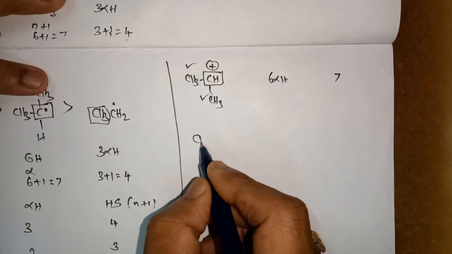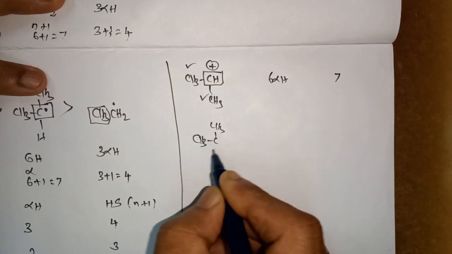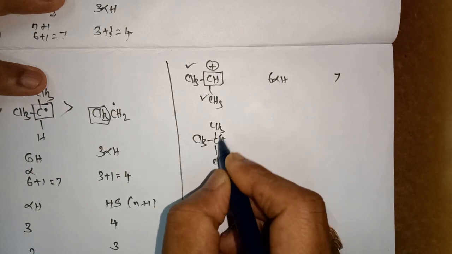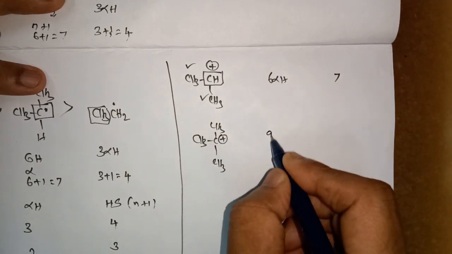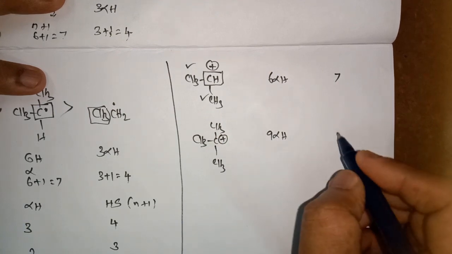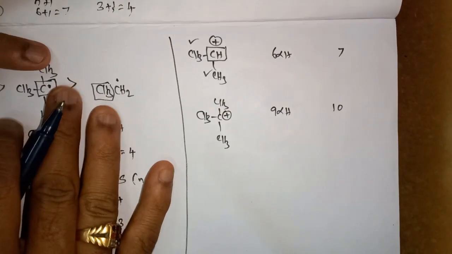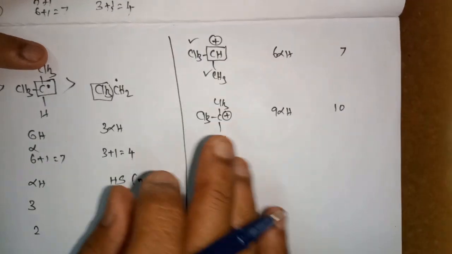Then I take tertiary butyl: CH3, single bond CH3, it has the plus here. How many? 3, 3, 3, 6, 3, 9. 9 alpha hydrogens. How many structures? N plus 1, as I told you, it is 10. So 10 hyperconjugative structures it shows.